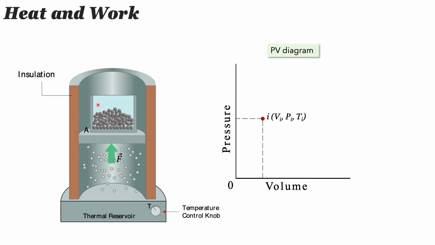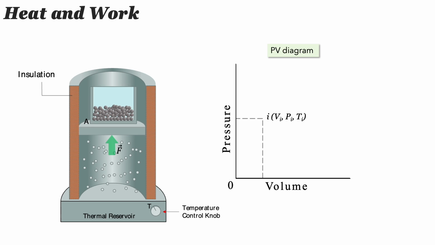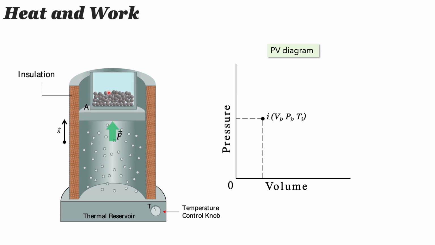Now let us reduce some of the lead shot so that the pressure on the piston is decreased. What will happen then? Of course, when the pressure is reduced on this piston, the gas inside will push it upwards like this. So we removed some of the lead shot and the piston is moved upward by the gas by a displacement of S. We call this distance traveled by the piston, as a result of the force exerted by the gas underneath it, S.